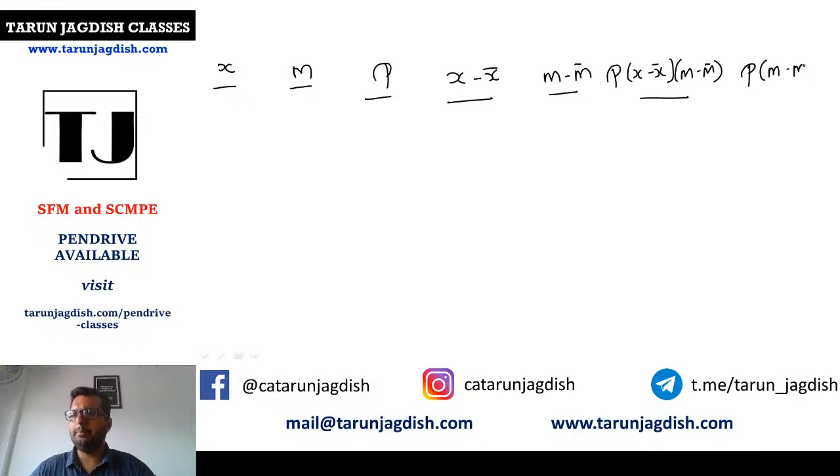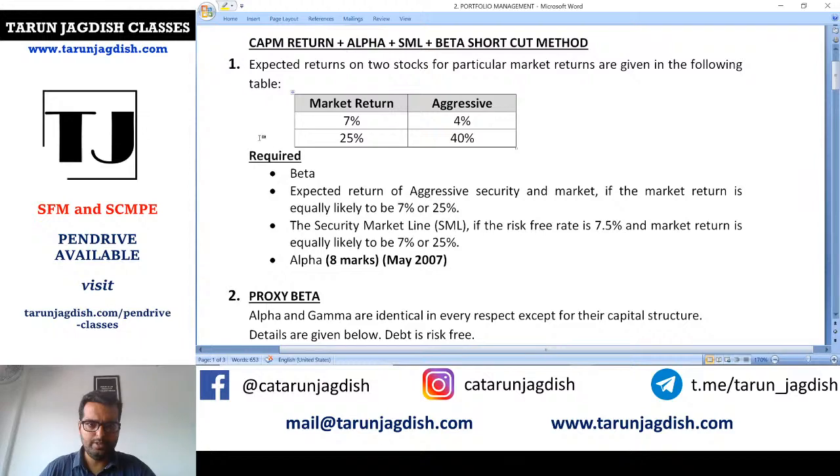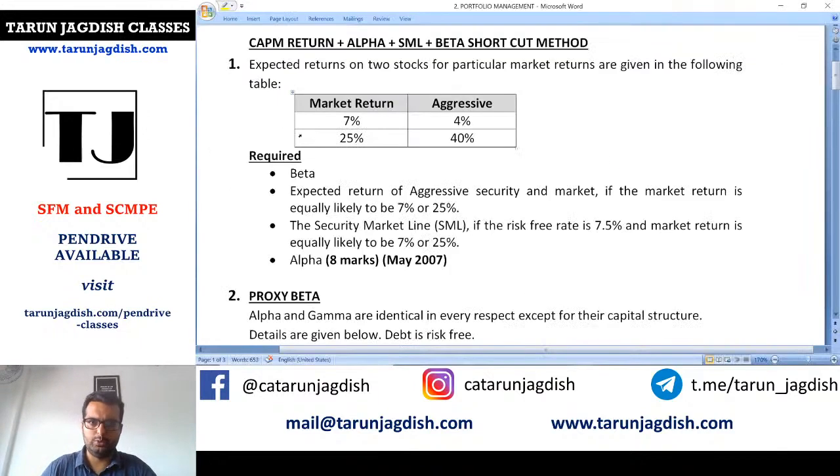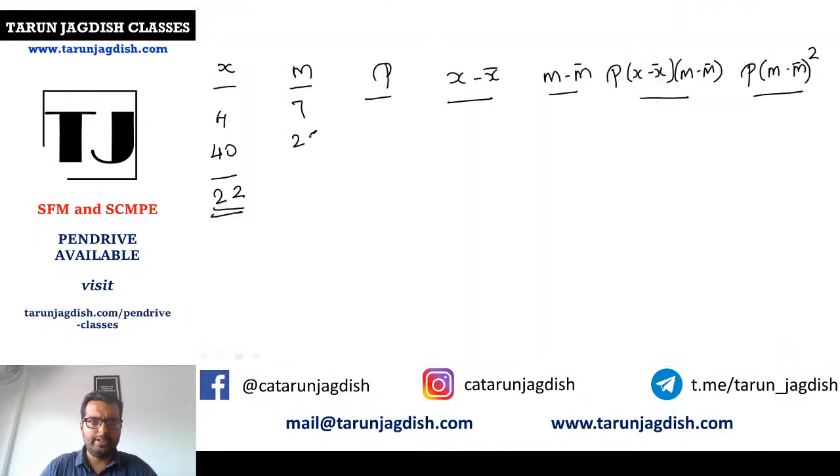If I do p into m minus m bar the whole square, I will get the variance of m also here only. So in one table I can finish off both things. Okay. So the numbers over here would be 440, 22, 725, 16. Friends, probability is not given. When probability is not given, we assume it is equal probability. So here it will turn out to be 0.5, 0.5.